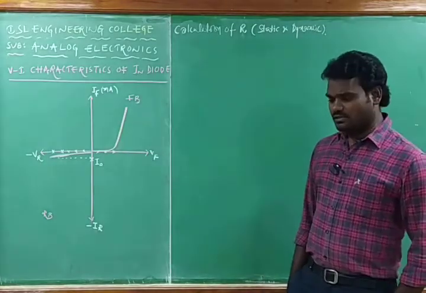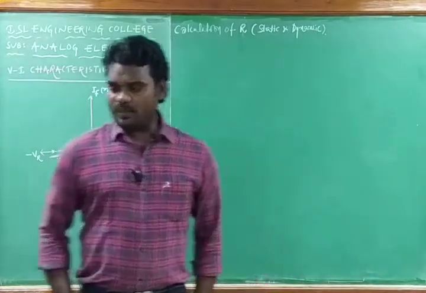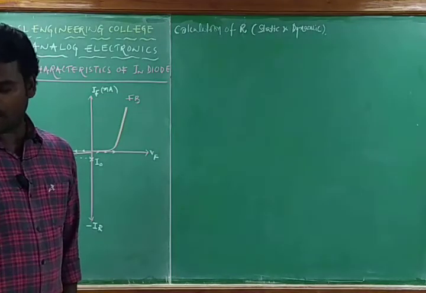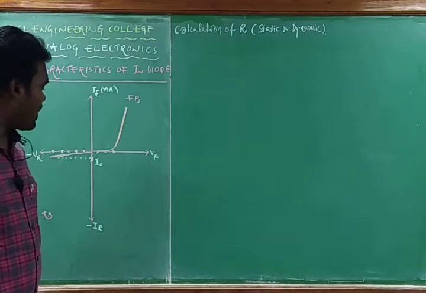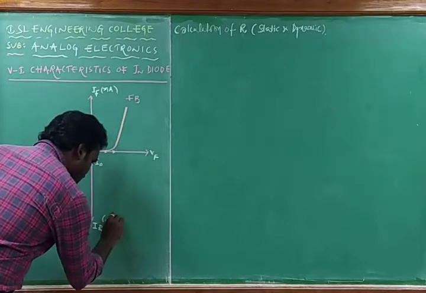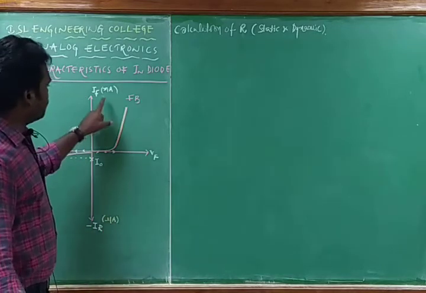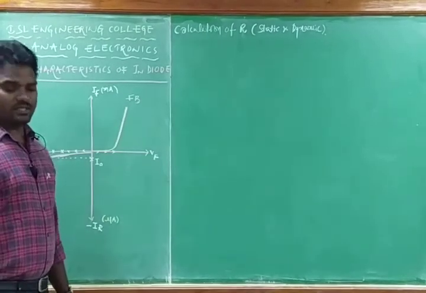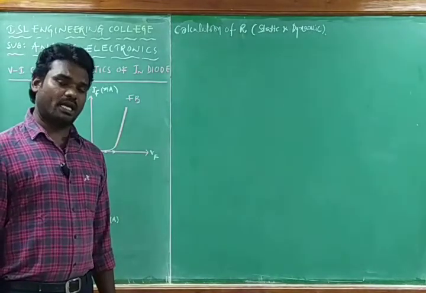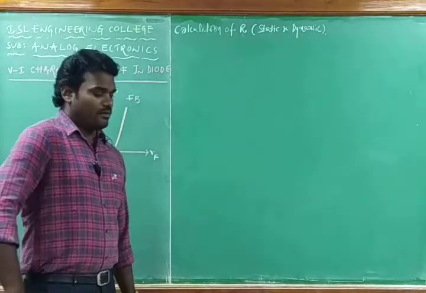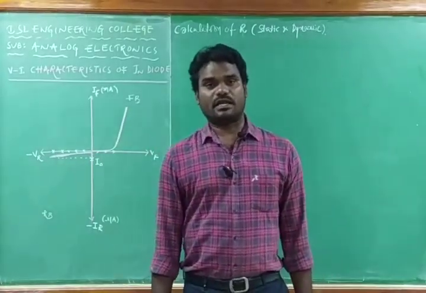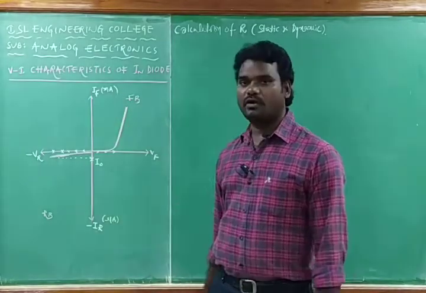From the last class, it is clear that the PN junction diode conducts milliamps of current in forward bias and microamps of current in reverse bias. That microamps of current is due to minority charge carriers, and this milliamps of current is due to majority charge carriers. The current in forward bias is due to majority charge carriers, and the current in reverse bias is due to minority charge carriers. So one is in terms of milliamps, the other in microamps.